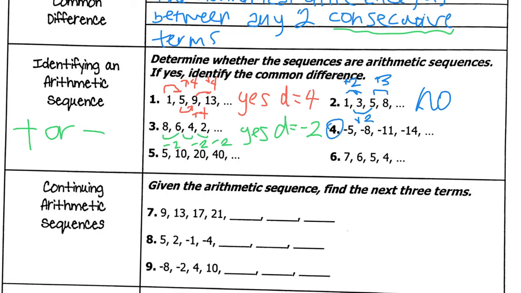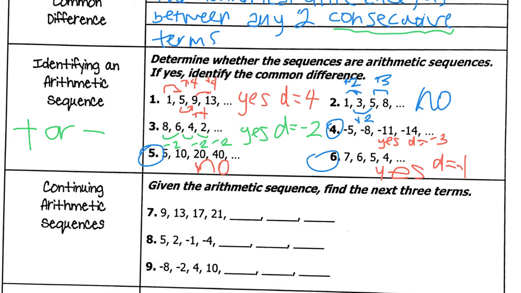Go ahead and see if you can identify the patterns for 4, 5, and 6. Now check your answers. 4 and 6 are arithmetic sequences. For number 4, d is equal to -3, and for number 6, d is equal to -1, so those both use subtraction. However, number 5 is not, because it is multiplying by 2 on each one. If it is multiplying by 2, that is not a constant difference.